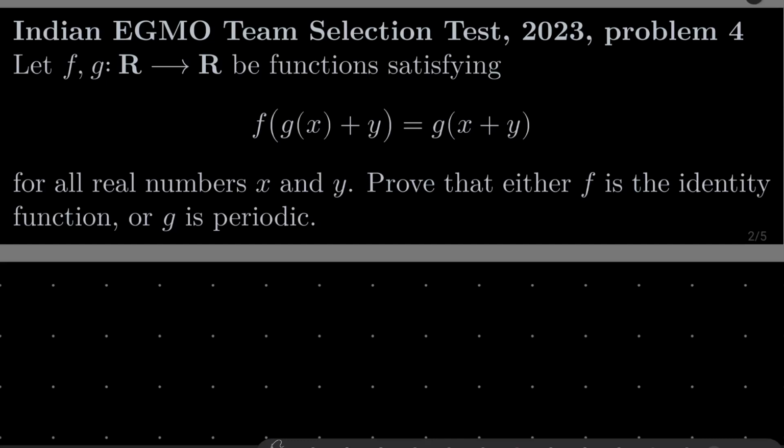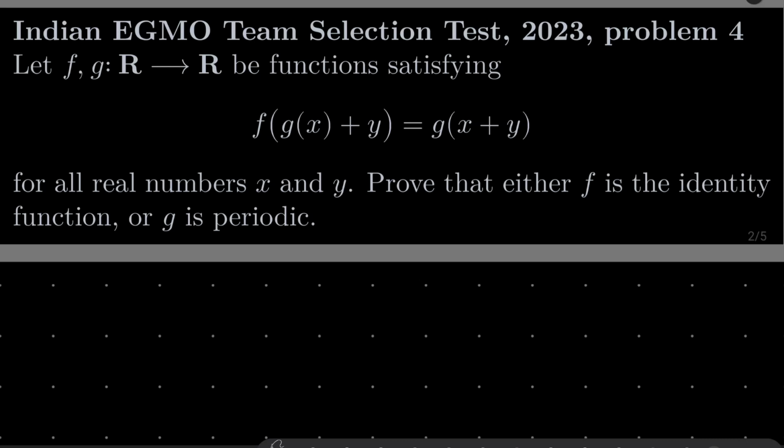Hello friends, in this video I'd like to solve the following problem from the Indian European Girls Mathematical Olympiad Team Selection Test 2023, problem number 4. Let f and g be functions from the set of real numbers into itself, satisfying f(g(x) + y) = g(x + y) for all real numbers x and y. We wish to prove that either f is the identity function or g is periodic, but not both. Exactly one of these options is true.